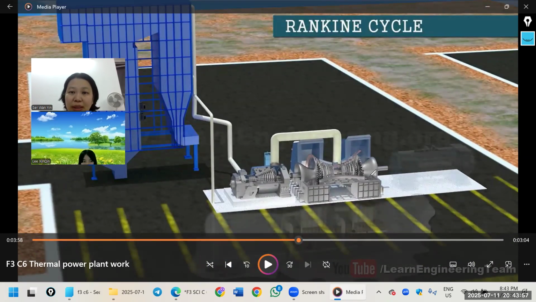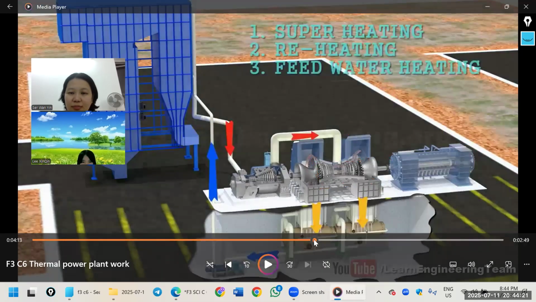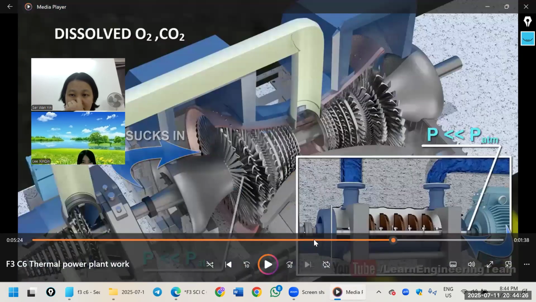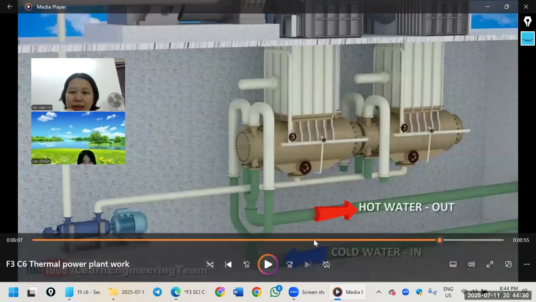Okay, here is the turbine. Here is the generator. Inside the generator, what is there, Kimberly? There is a magnet and wire coil, yes, which is a solenoid. The rest is too detailed, no need.